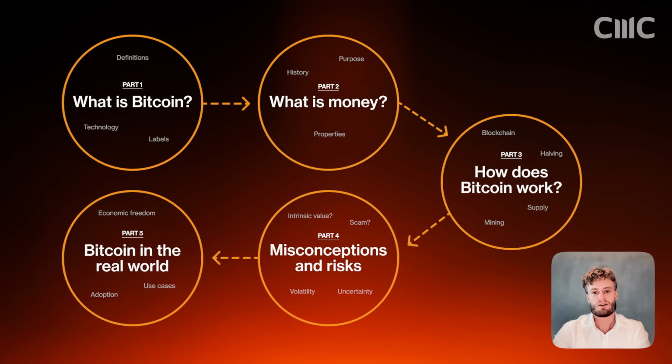The first is, what is Bitcoin? We're going to break down what Bitcoin actually is and explore some of the different ways people think about it. The second question is, what is money? We're going to take a step back and look at the history and properties of money and how Bitcoin fits into this picture. In part 3, we'll unpack the mechanics of Bitcoin, including blockchain, mining, and how transactions are verified. In part 4, we'll explore some of the most common misconceptions people have about Bitcoin, and I'll also provide an assessment of key risks. Finally, we'll look at Bitcoin's adoption, backed by real-world data and case studies showing how it's being used across the globe.